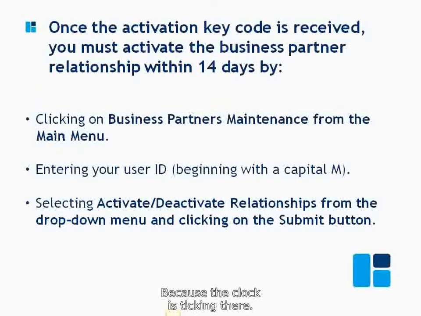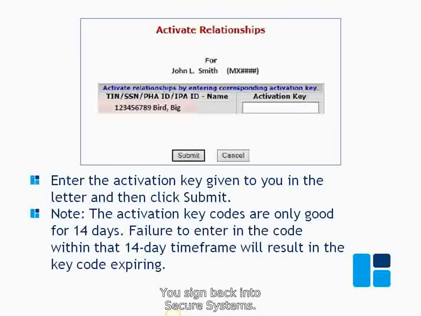Once you get this cryptic letter, it looks like a really jumbled activation key code with a mixture of alphanumeric numbers, and it's like 28, 27 characters long or something in the middle of this letter. Then you have to take that letter, come back into the system, and enter in that activation key code. So you're going to go back in now as the coordinator. You've got your activation key code letter. You sign back into Secure Systems.